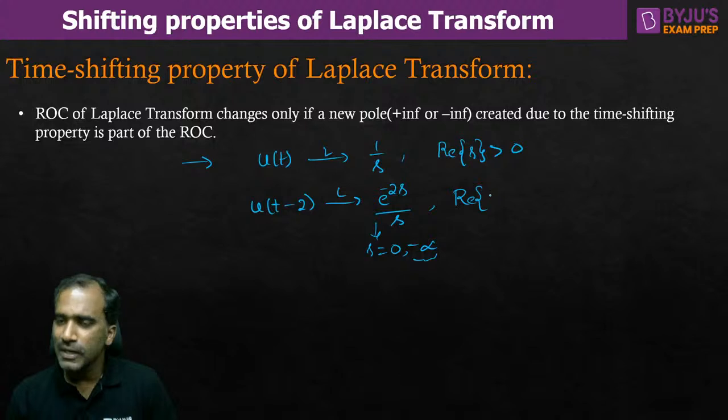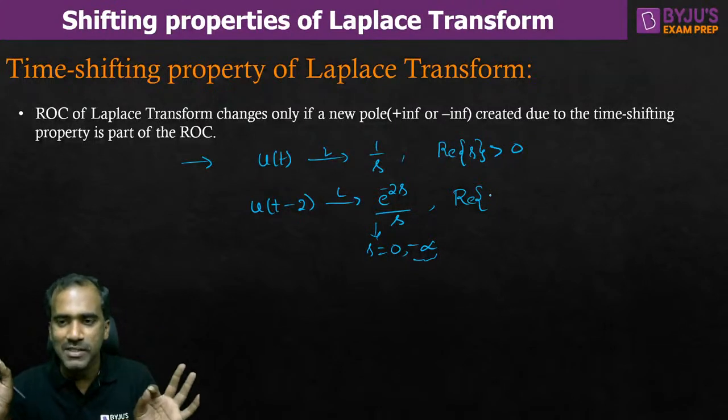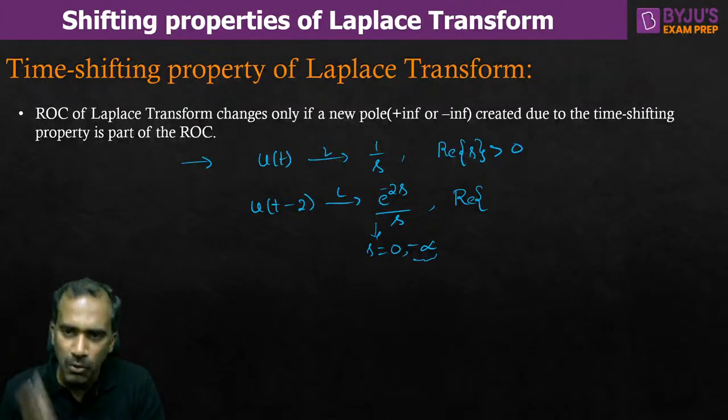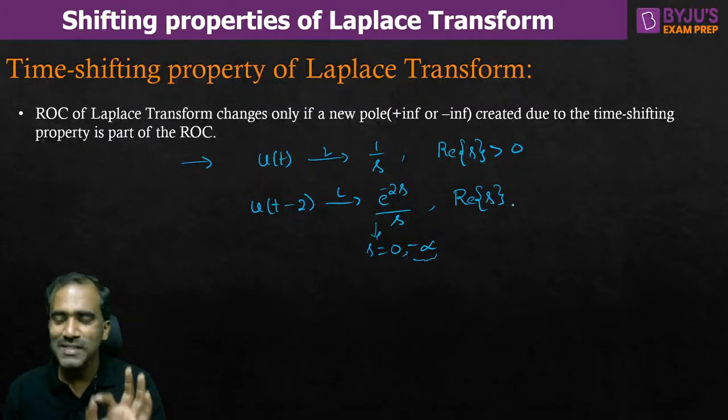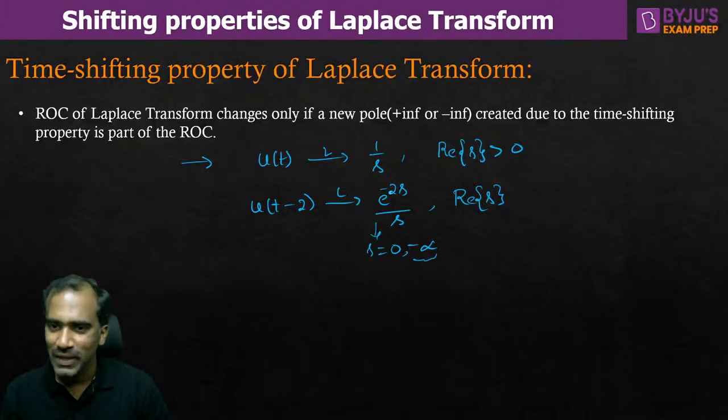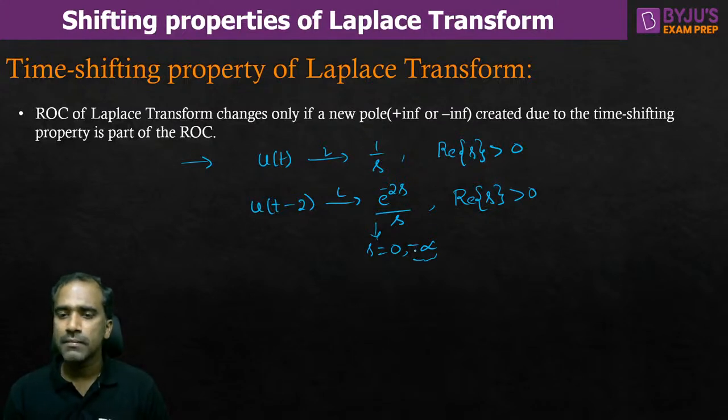That is the only condition. The only condition that we should keep in mind when we are talking about ROC is that the ROC should not include poles. There is a new pole that is included here. That pole should not be part of the ROC. That is the idea. The new pole created should not be part of the ROC. It is already not part of the ROC. Then will the ROC change? The ROC need not change because this pole which is created is not part of the ROC anyway. If it is part of the ROC, then we should change the ROC. That is the point I am conveying here.